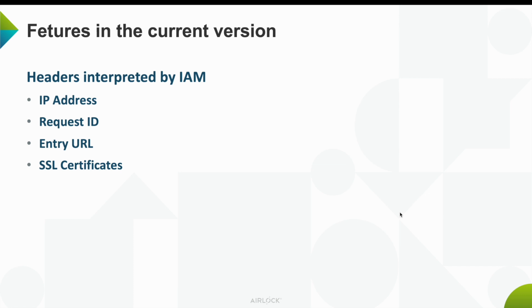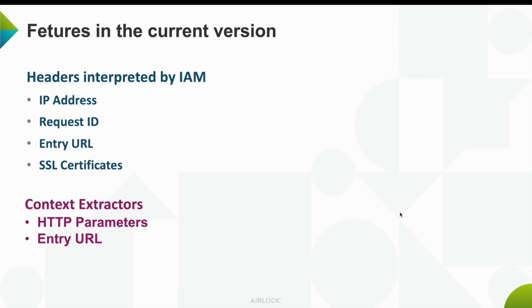One of the first features where we're using that information is context extractors. So you have context extractors that directly interpret HTTP parameters or that are based on the entry URL. So context switching inside configuration context inside IAM continue to work as you have come to know them in the past.